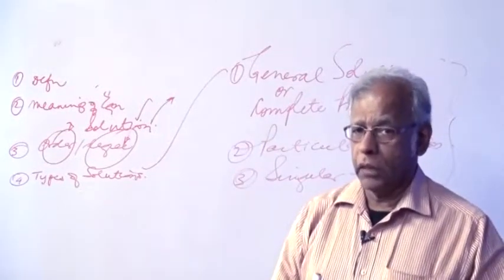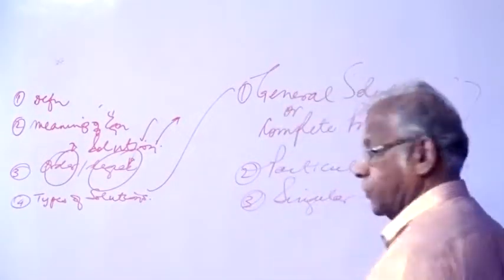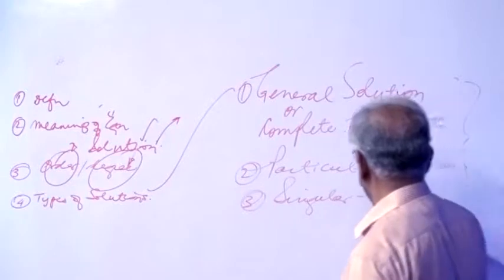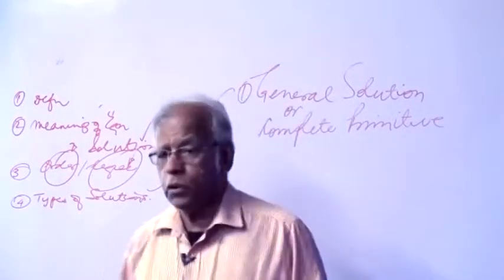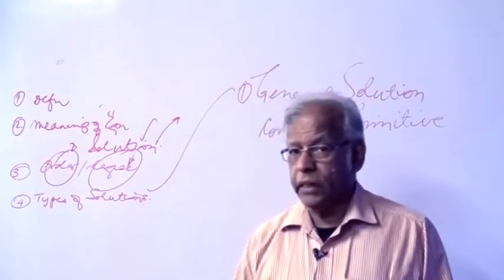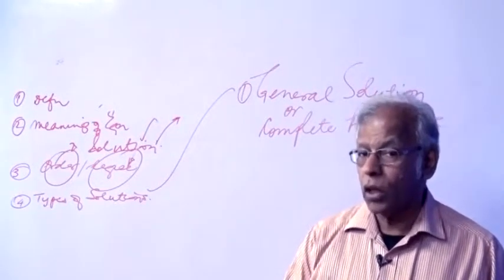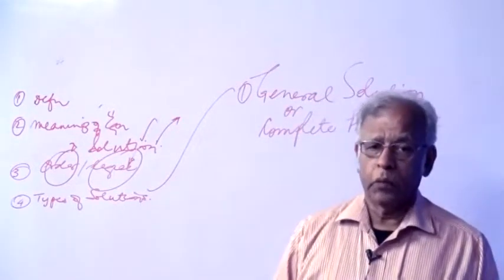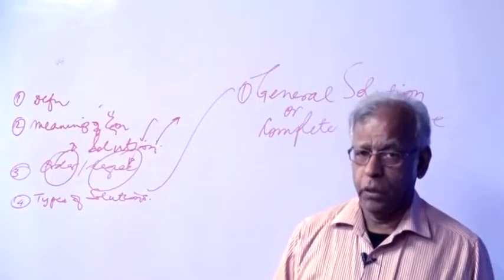Now we will run through these very briefly so that we form an idea. First, let us start with general solution. The general solution or the complete primitive is defined as that solution which has as many independent arbitrary constants as the order of the equation. I repeat, a general solution or the complete primitive is one which has as many independent arbitrary constants as the order of the equation. We'll take an example.